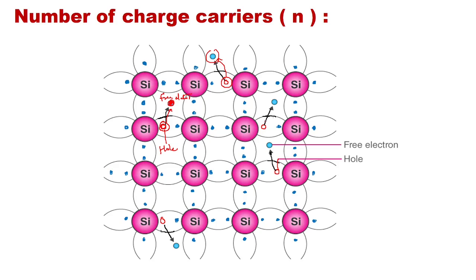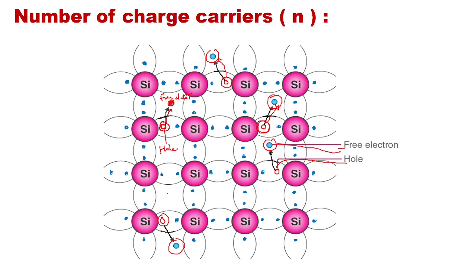Even here you can see the electron has come out, this has become a free electron, and the place here will be assumed as a hole. Even here you can see this is the free electron, and this is the hole. And here also, this is the free electron, and the place from where it has come will be assumed as a hole.